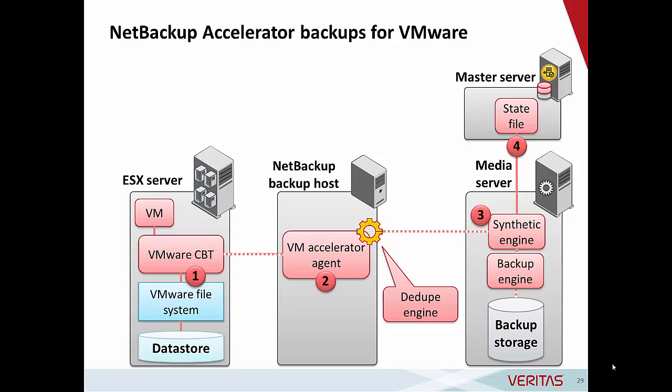Here's a visual look at what happens during accelerated VMware backups. Accelerator for VMware uses a state file which is stored on the master server. And so unlike Accelerator for file systems, where we have a track log on the client itself, we're not keeping anything on the virtual clients here because we want to keep them as thin as possible. The state file lives on the master server, and it gets transferred through the media server to the NetBackup backup host at the time the backup job starts.